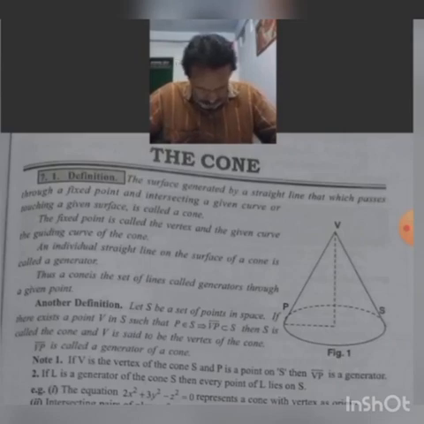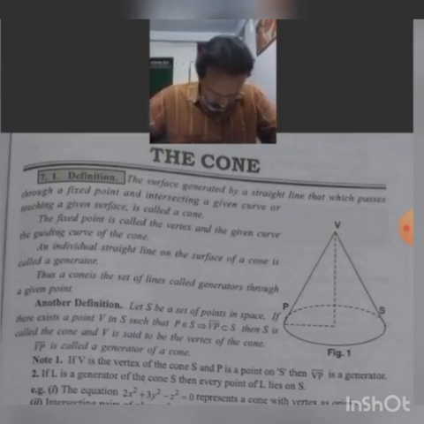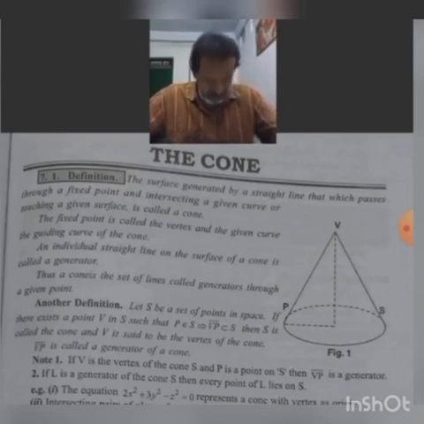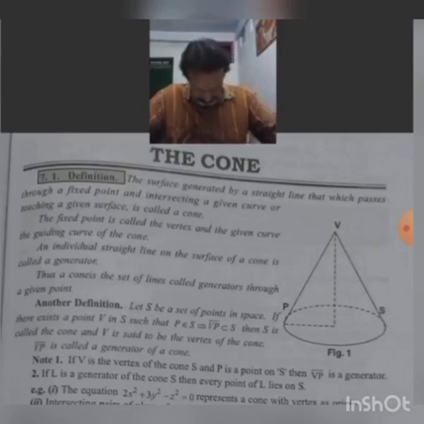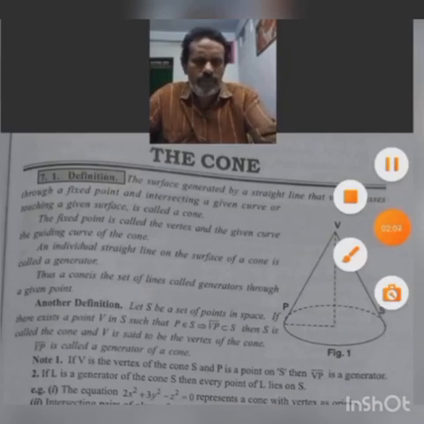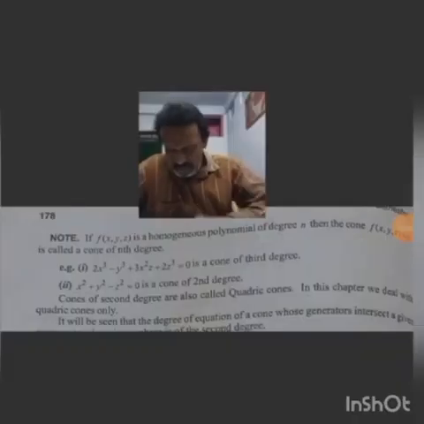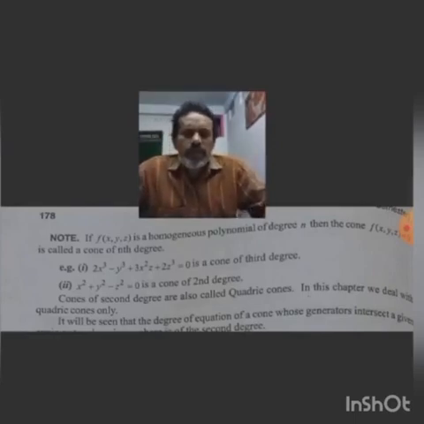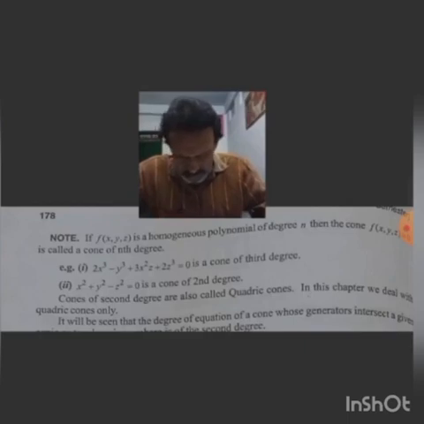Here I will give the example. 2x square plus 3y square minus z square is equal to 0 represents a cone with vertex 0, that means the origin. I will give some more types of the cones easily by giving the examples.